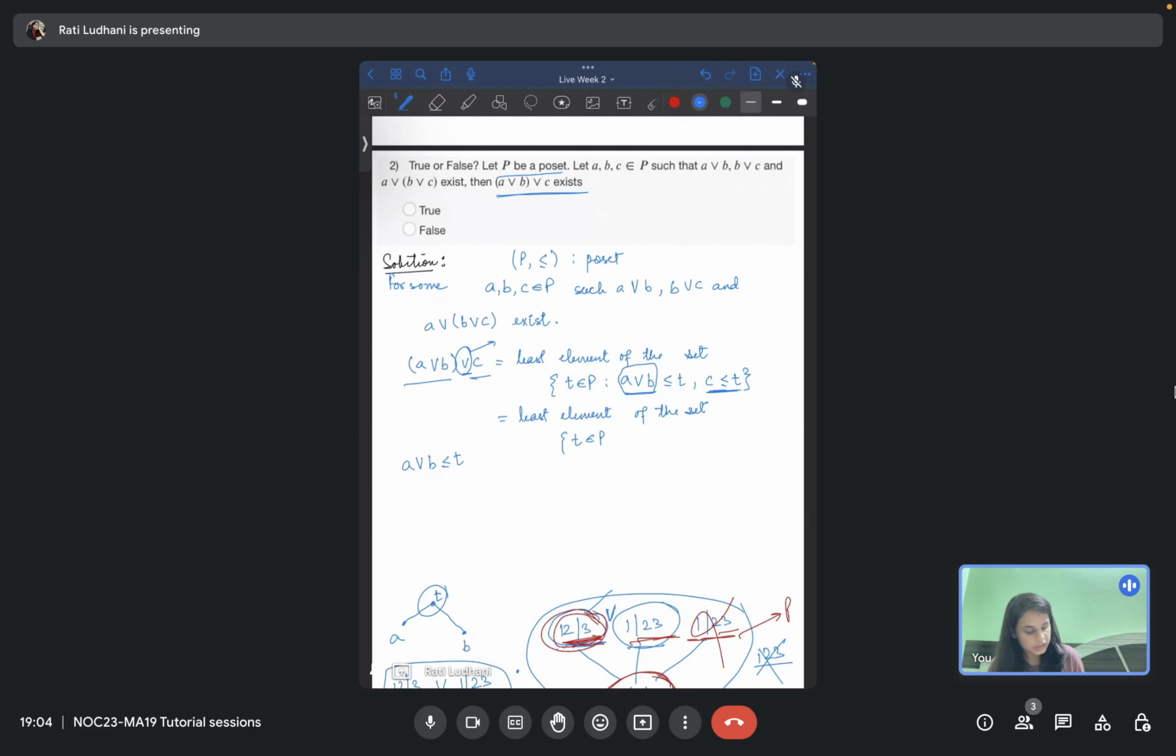You are already asking about the least element, right? So outside also you are asking for the least element, and this element exists, so it's not like there is no element of such kind. This element exists, that's why this definition makes sense. So you can write: a is less than or equal to t, b is less than or equal to t, because a join b means all those elements s belonging to p such that a is less than or equal to s and b is less than or equal to s.